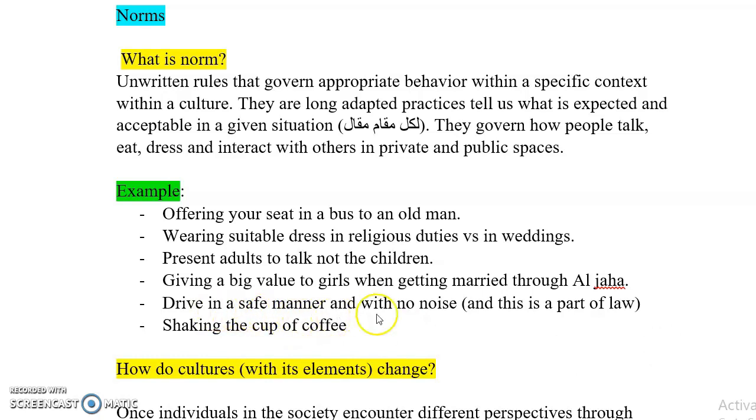Drive in a safe manner and with no noise. I don't have to bother my neighbors. I don't have to bother the people in the streets. This is a part of our norms. And this is actually a part of the law.